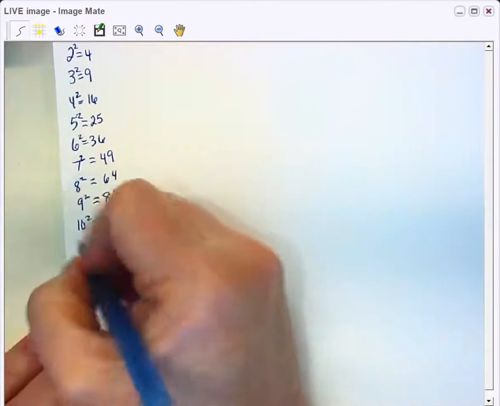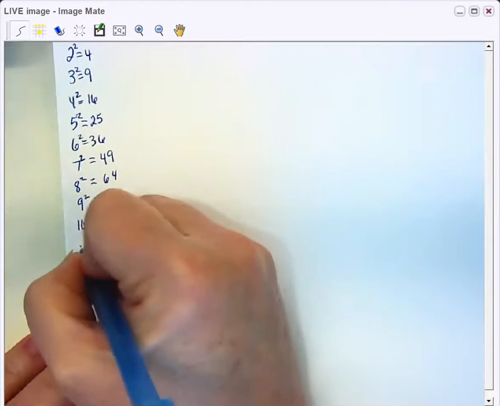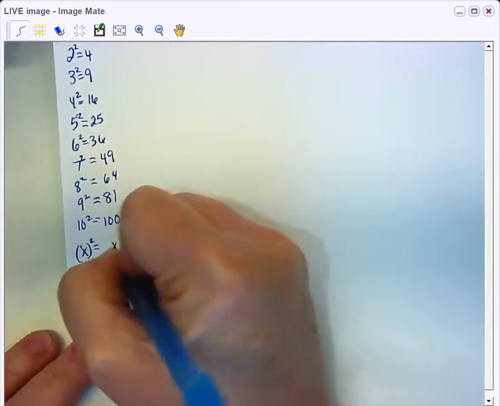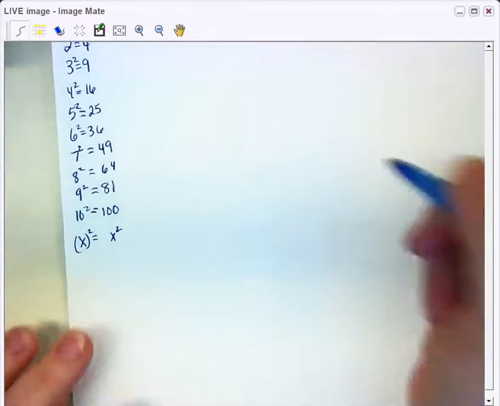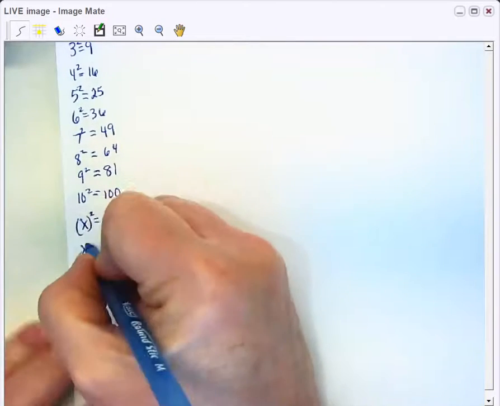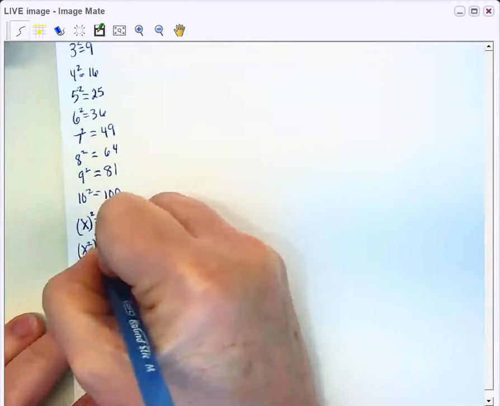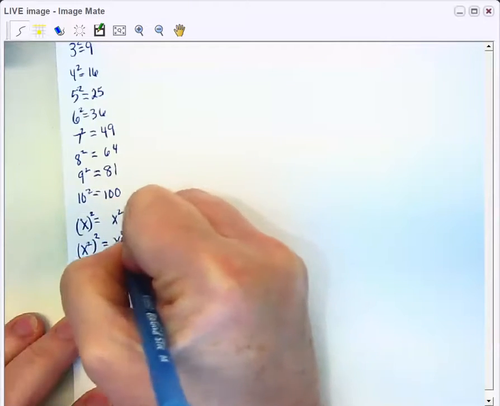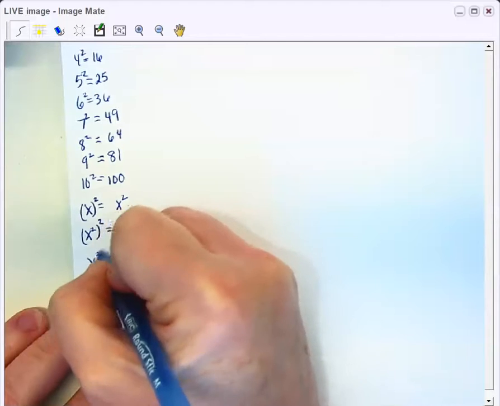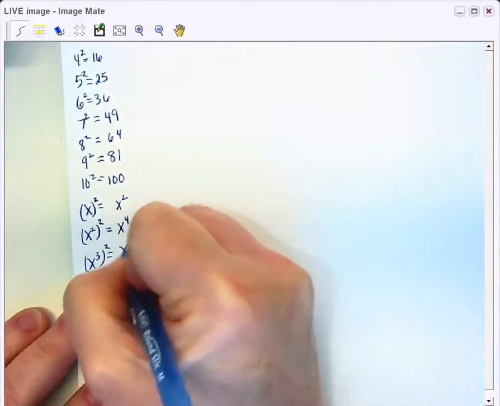But let's look at our x's. Okay, if I square an x, I get x squared. So we're going to be looking at what do I have to square in order to get an x squared? So x squared, squared gives me x to the 4. X to the third squared is going to give me x to the 6th.